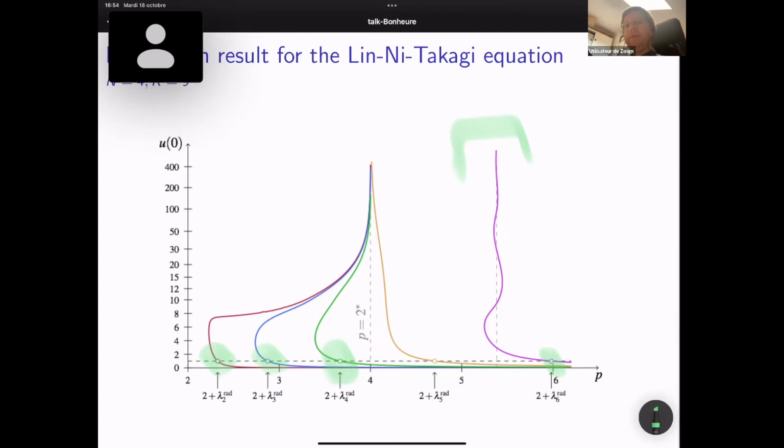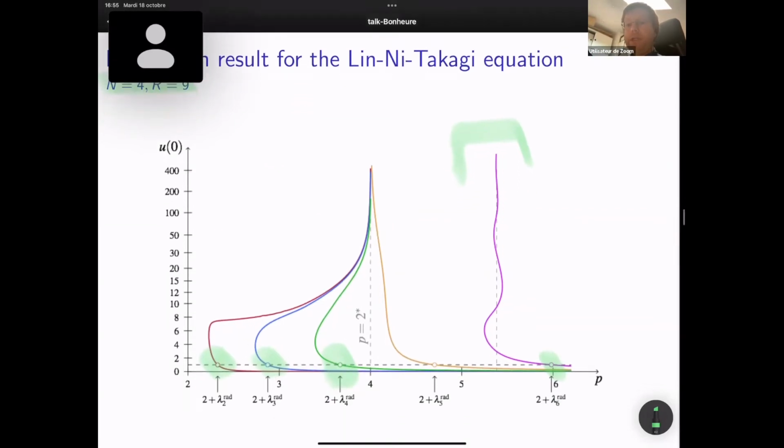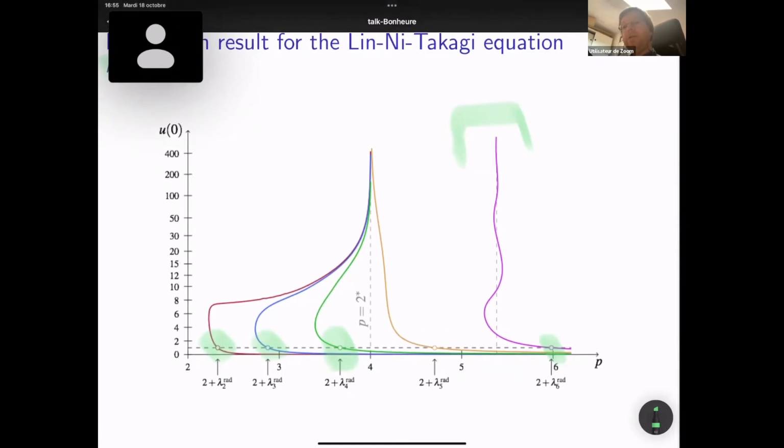What are they doing? Of course, this bifurcation diagram is for dimension 4 and a radius quite large already. By large, I mean that you already have a lot of eigenvalues on the left of the critical exponent. You can ask, what about those branches coming from the left of 2 star? Numerically, you see that it seems that there is a blowing up behavior when p goes to 2 star.